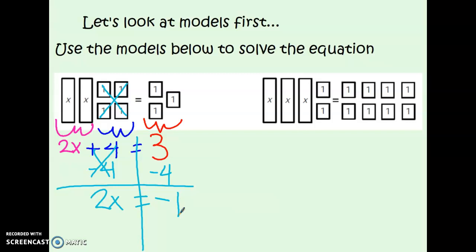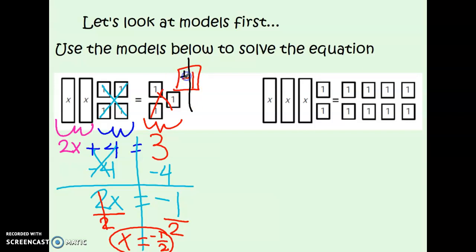Okay, I want to find out how much is just 1x, so I'm going to have to divide both sides by 2. Which leaves me x on this side and negative 1/2 on the other side. I can show that in the model because I'm going to take these away and then 1 more, which leaves me with 1 negative. And I have 2 x's equaling 1 negative. So to split that in half would mean I'm also splitting this in half, which is going to leave me with negative 1/2.